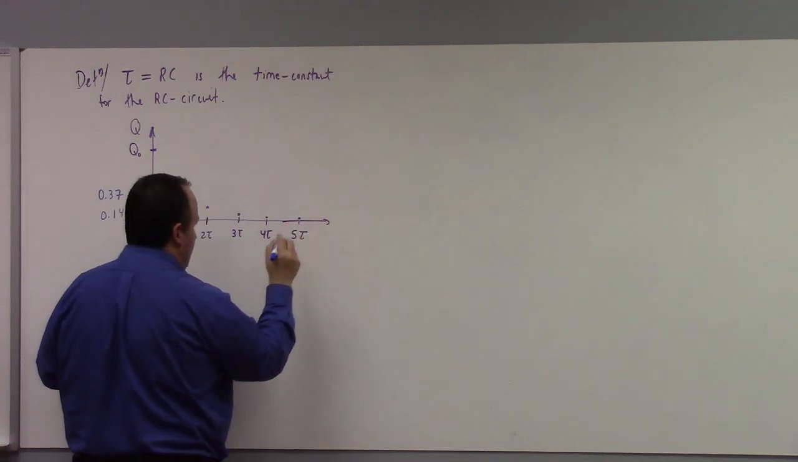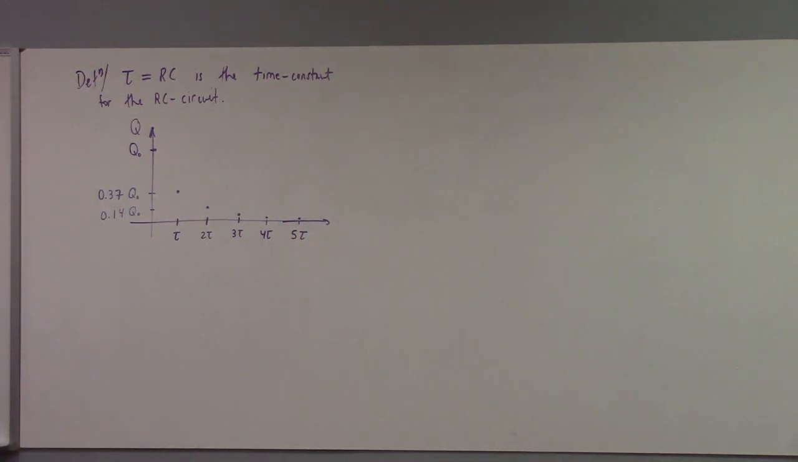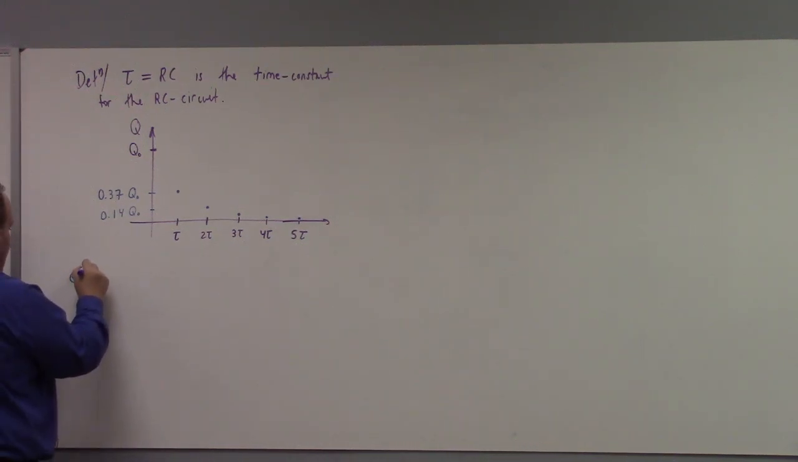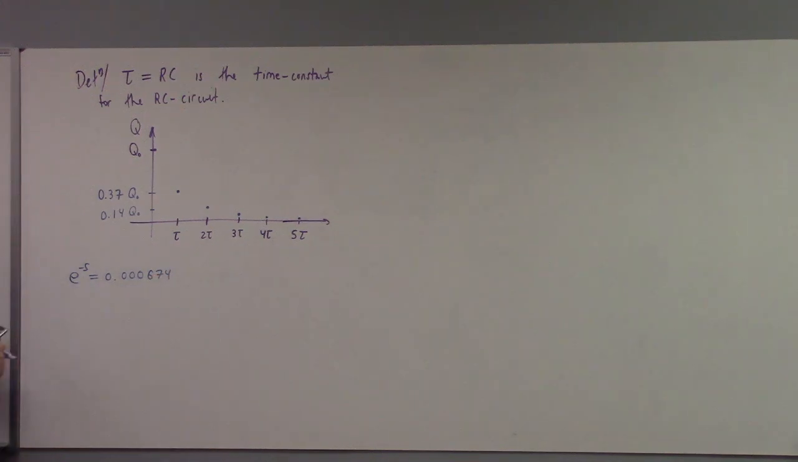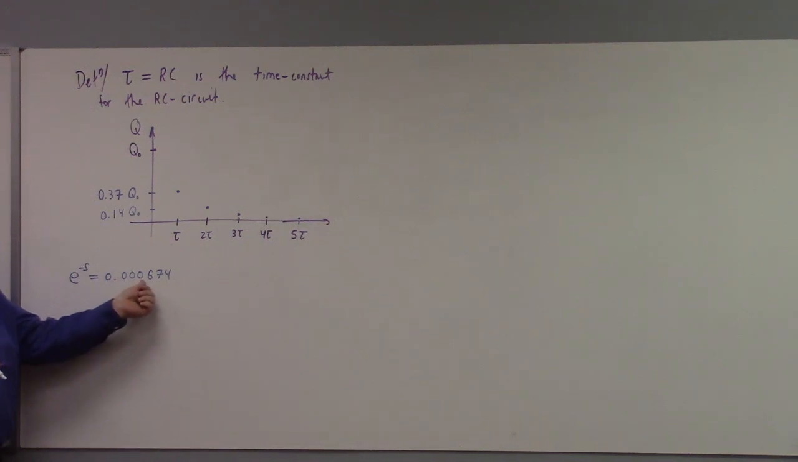By the time you're at 5 time constants, where are we at? That's e to the minus 5. E to the minus 5 is equal to, whoa, I'll just write it down here. E to the minus 5 is equal to 0.000674. Right? So by the time you get to 5 time constants, you're less than 1% of the charge. No, less than 0.1% of the charge is still left on the capacitor.